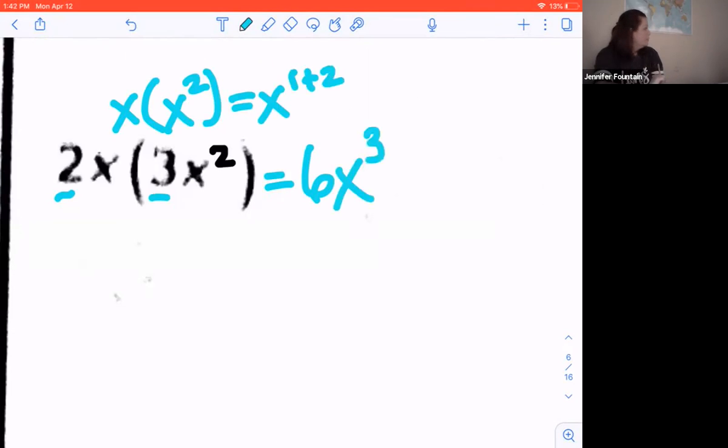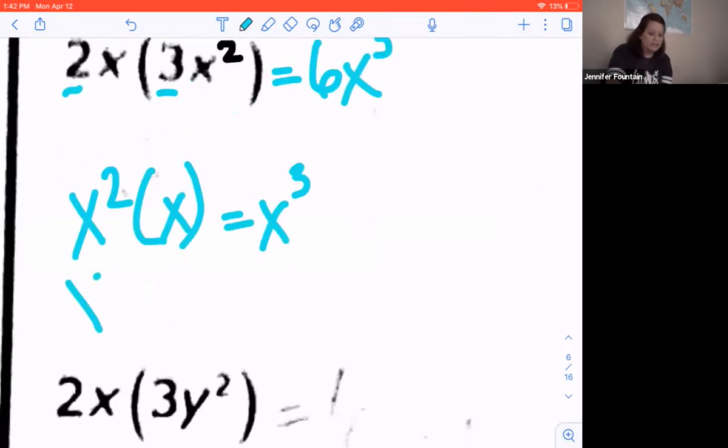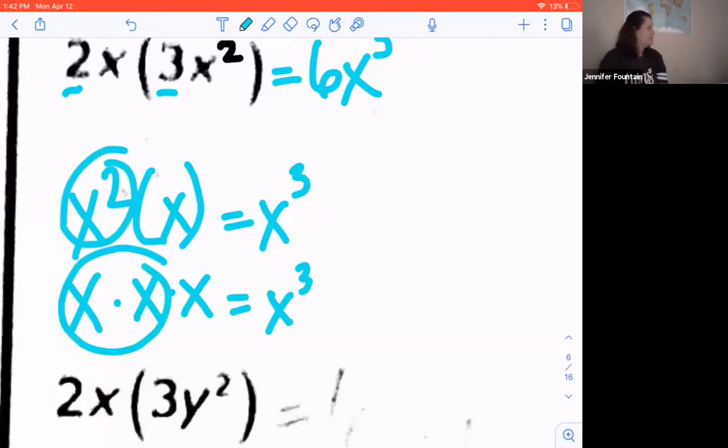To the third power. Because x squared times x is going to be x to the third power. Basically that means I've multiplied x times x times x. That's why it's x to the third power, because x squared is x times x. Is everybody good with that?